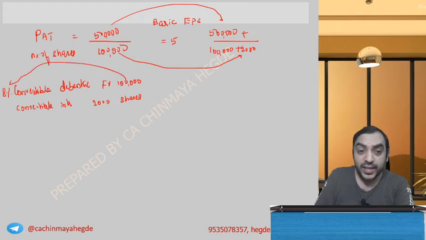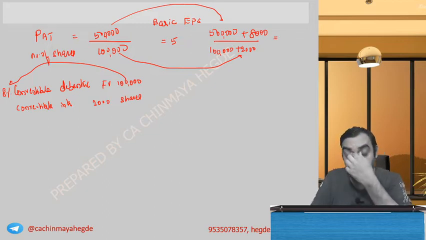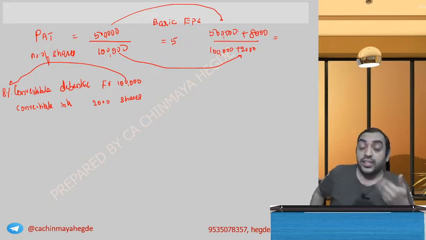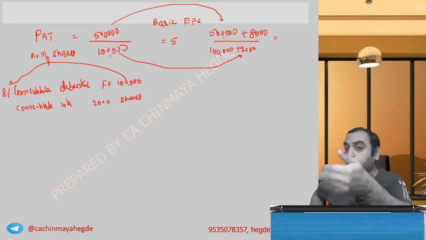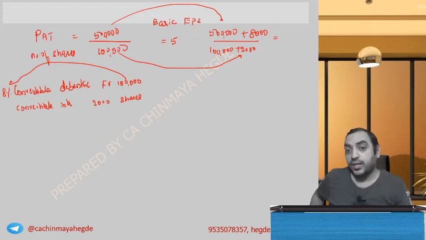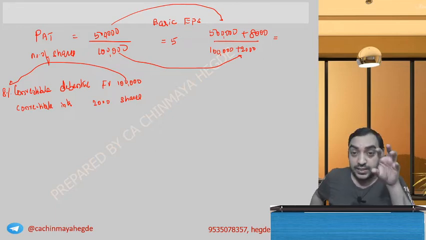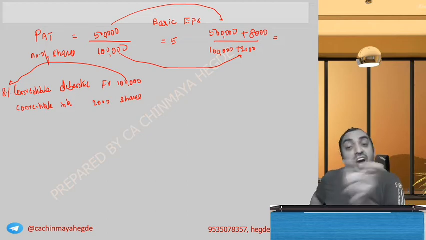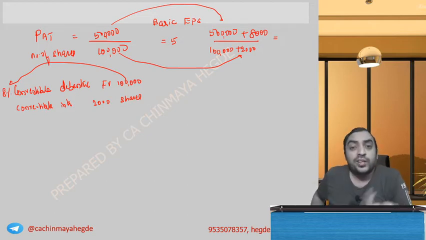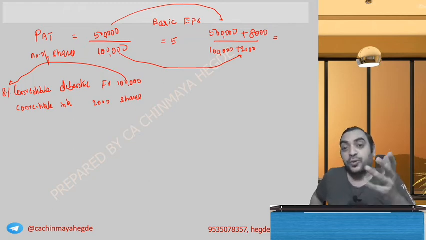So 1 lakh into 8% is 8,000. You save interest. And you should also consider tax impact. This interest into 1 minus t you should do, because when you save debenture interest, your profit will increase and you have to pay tax on that. Government will take its share. So the increase in profit due to interest is interest into 1 minus t, after tax. When they are not debenture holders, you don't have to pay interest. You save interest, profit will increase.